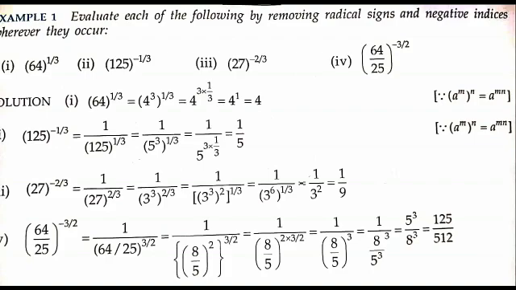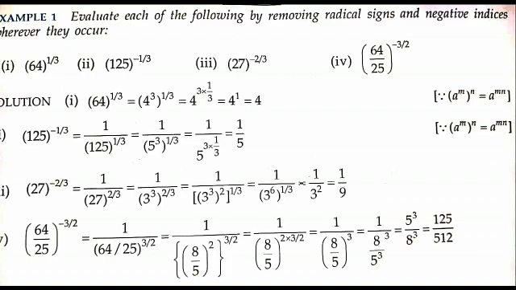In subtopic 2, I have 125 to the power minus 1 by 3. So we can write here 1 by 125 to the power 1 by 3. This is equal to 1 by 5 to the power 3 whole to the power 1 by 3. And using the same law, I can write 1 divided by 5 to the power 3 into 1 by 3, which gives 1 by 5.